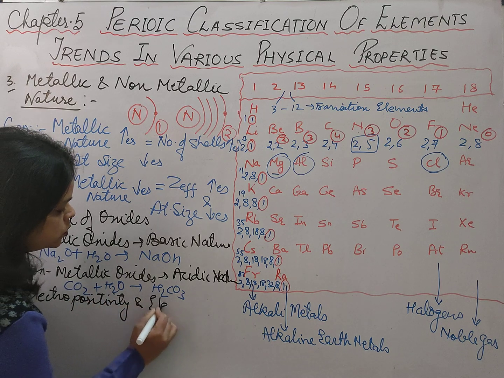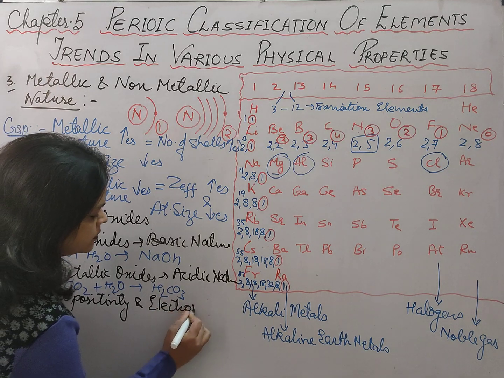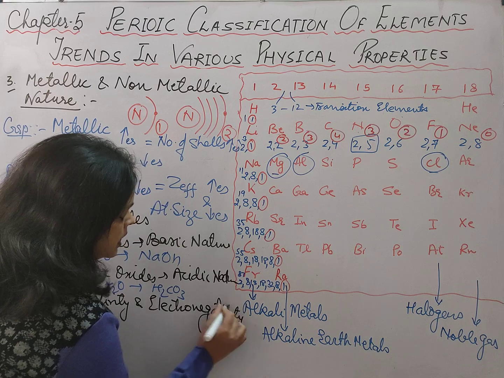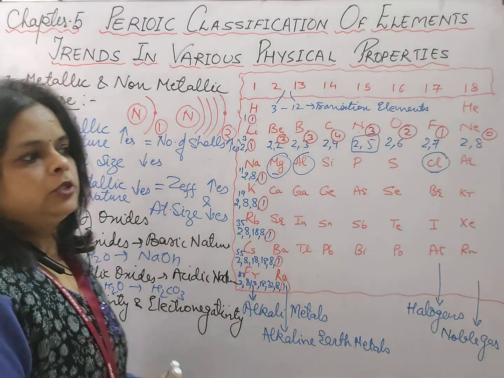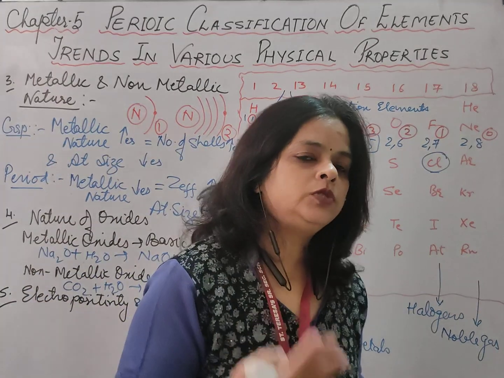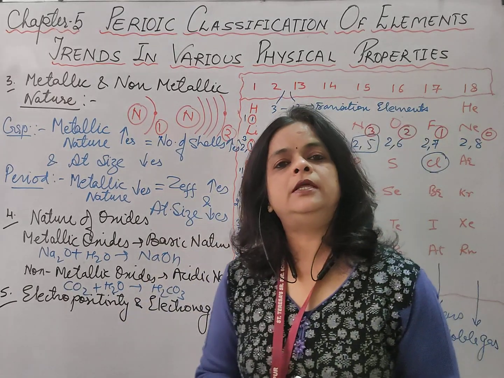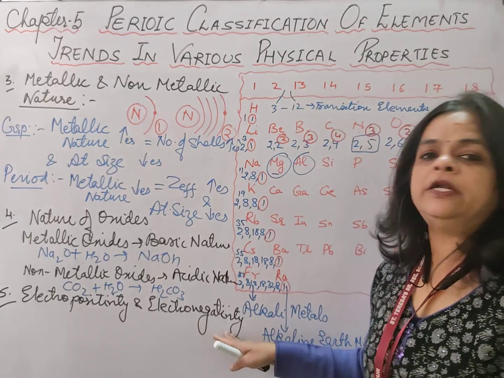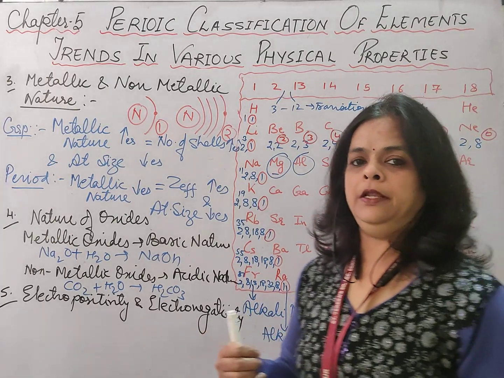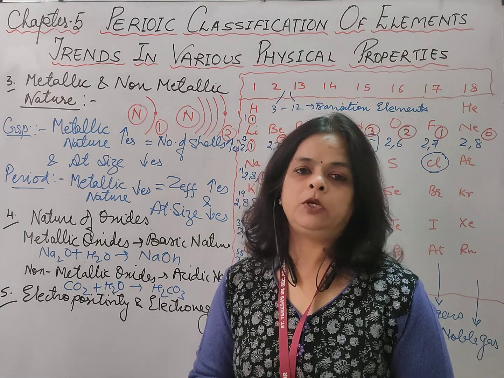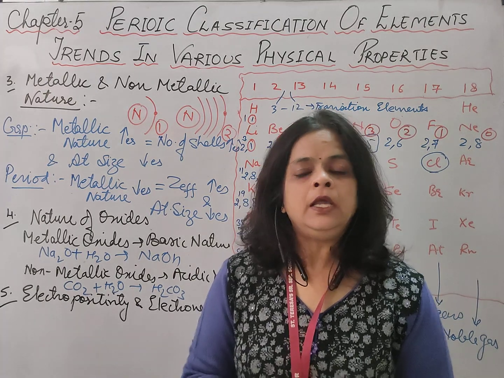and electronegativity. In the beginning only I have told you electropositive nature is tendency to lose electron, and metals are electropositive elements because they lose electrons. Electronegativity means tendency to gain electron. That means all the non-metals, they are electronegative because they are having tendency to gain the electrons.